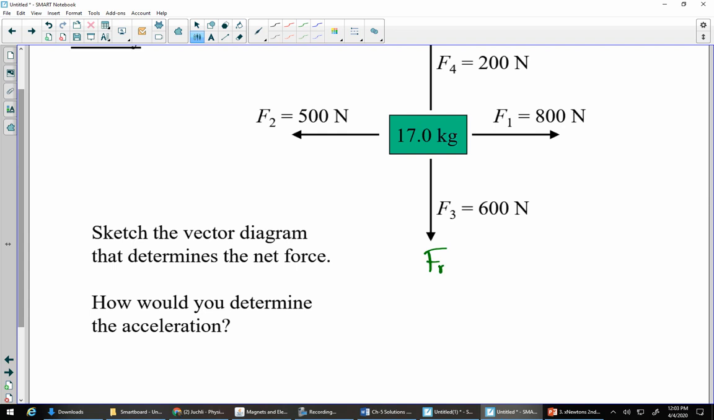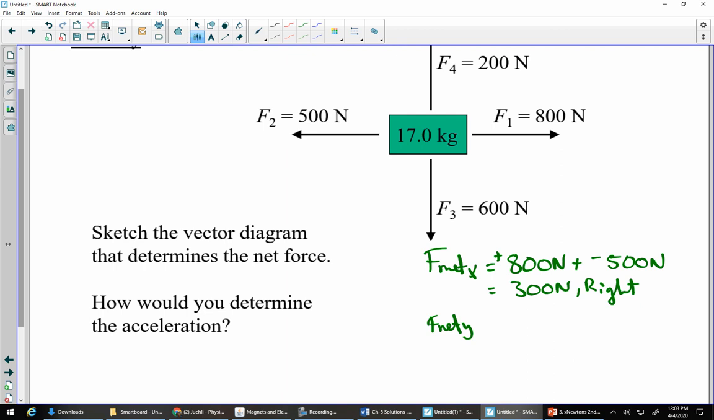So let's have a real quick look at this. In my x's, if I was looking for the net force in the x component, that's going to be positive 800 newtons plus negative 500 newtons. So that's nice easy math, actually. I really like that. That's 300 newtons towards the right. My net force in the y component, all I've really got in the y component is F4 and F3, so that's 200 newtons plus negative 600 newtons. That's going to be negative 400 newtons.